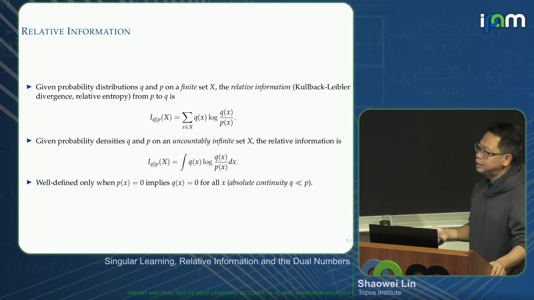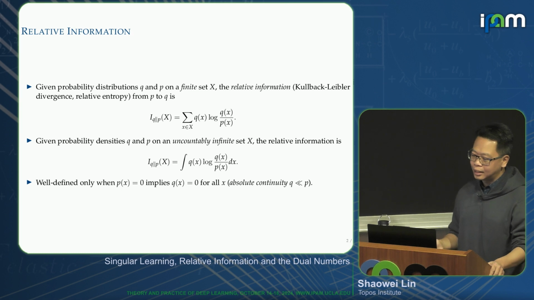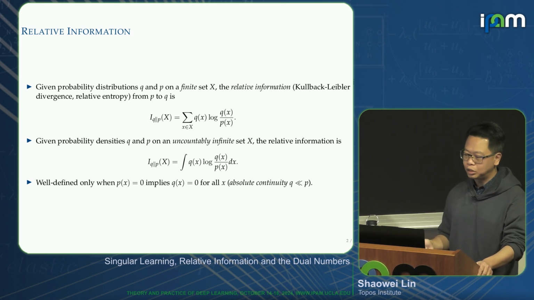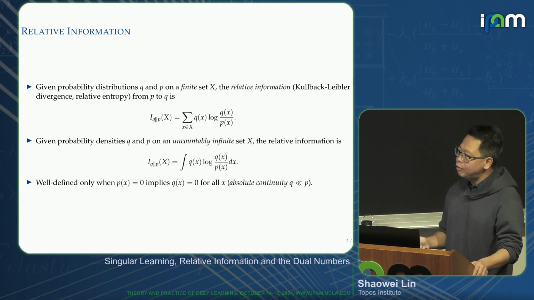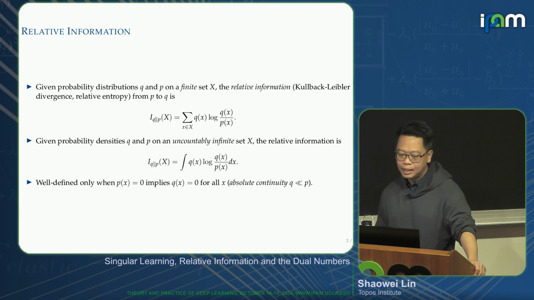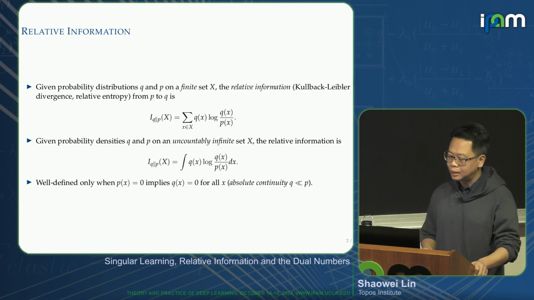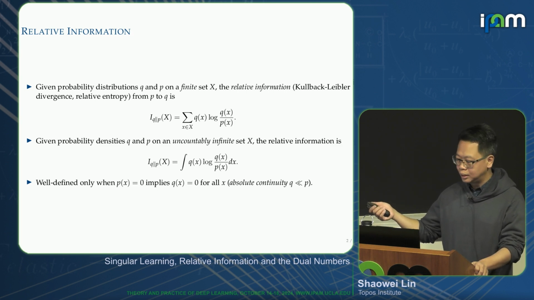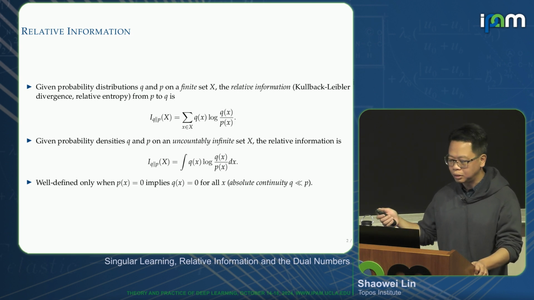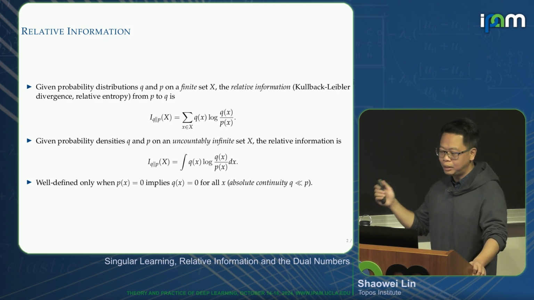Suppose you have probability distributions P and Q on a finite set. Then the KL divergence, or relative information, from P to Q is defined as the sum of Q log Q over P. And if you are working with continuous random variables, and you have densities P and Q, then the relative information is given by the integral of Q log Q over P. Now, when we write down these integrals, we often assume that when P goes to 0, Q will also be 0. This means that Q is absolutely continuous with respect to P, or P dominates Q.